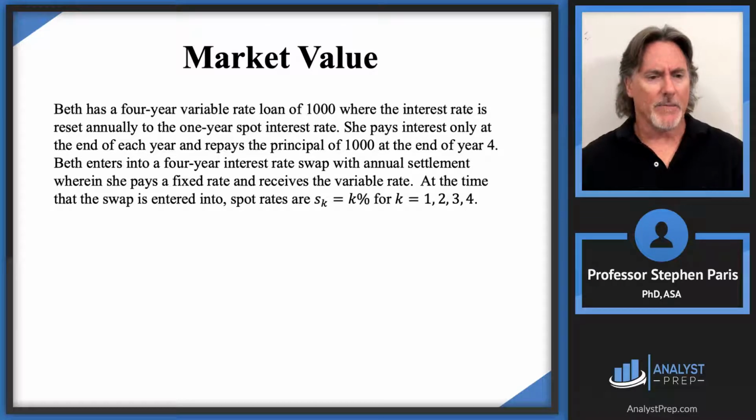example. Beth has a 4-year variable rate loan of $1,000 where the interest rate is reset annually to the 1-year spot interest rate. She pays interest only at the end of each year and repays the principal of $1,000 at the end of year 4.